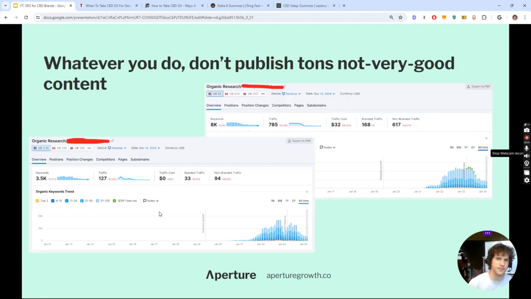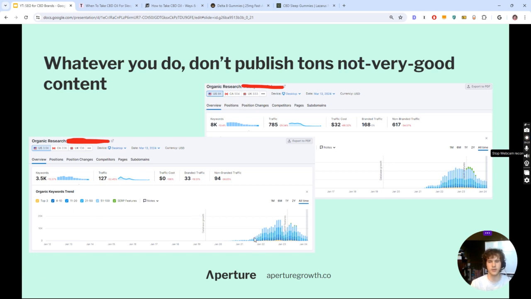And whatever you do, don't publish tons of bad content, okay? Because it'll get you a bunch of traffic in the short term, but in the long term, your traffic will tank, and so will any business value, email signups, conversions that you're getting from that content. Here are two examples. Both of these domains are in the CBD space, and both brands published 200 plus articles, and they weren't bad articles, but they were incomplete and not the highest quality articles they could be.